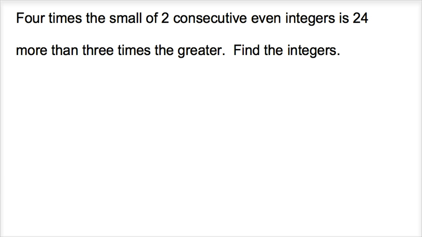Okay, let's bring it up a notch. 4 times the smaller of 2 consecutive even integers is 24 more than 3 times the greater. Sounds like a mouthful, but how many numbers are we talking about? We're still only talking about 2 consecutive even integers. So we have one number, our second number, they are even, so it's going to be x and x plus 2.